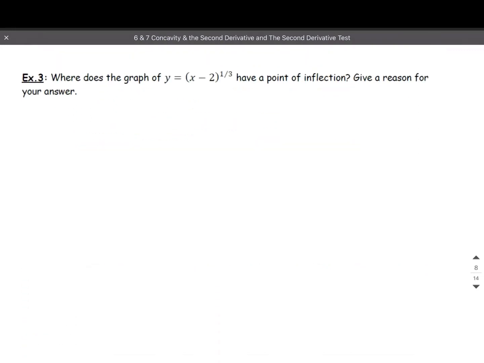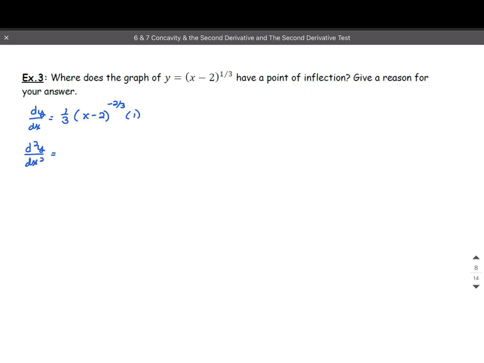Now, here's an example. Where does the graph of y equals the quantity x minus 2 raised to the 1/3 have a point of inflection? Give a reason for your answer. Okay, so points of inflection, we need to look at the second derivative. So first, we need the first derivative. So we bring down the exponent 1/3, keep the inside, subtract 1, we get 2/3 times the derivative of the inside, which is 1. Now we're going to take the second derivative.